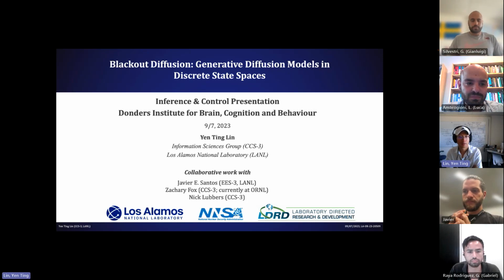My name is Yen Tinling. I'm currently a staff scientist at Information Sciences Group, CCS3, at Los Alamos National Laboratory. This is a collaborative work with Javier Santos, Zach Fox, my former postdoc, currently at Oak Ridge National Laboratory, and my colleague Nick Albers. We're supported by internal programmatic funding by laboratory-directed research and development.